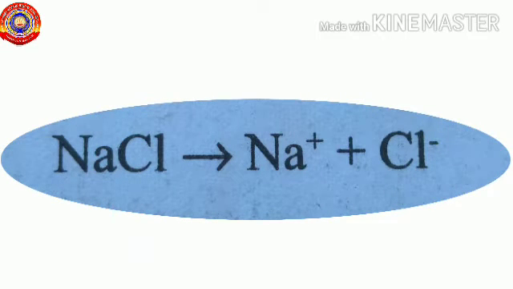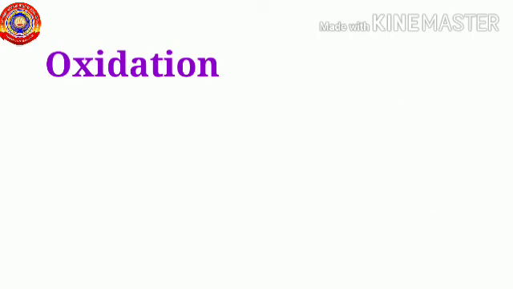The reaction can be written as NaCl gives Na+ plus Cl-. See which ion is attracted to the positive electrode. As you know, anions are attracted towards the anode, right? So Cl- migrates towards the anode. What about the process at the anode? Oxidation or reduction? Absolutely oxidation. So the reaction is Cl- gives Cl plus 1 electron.